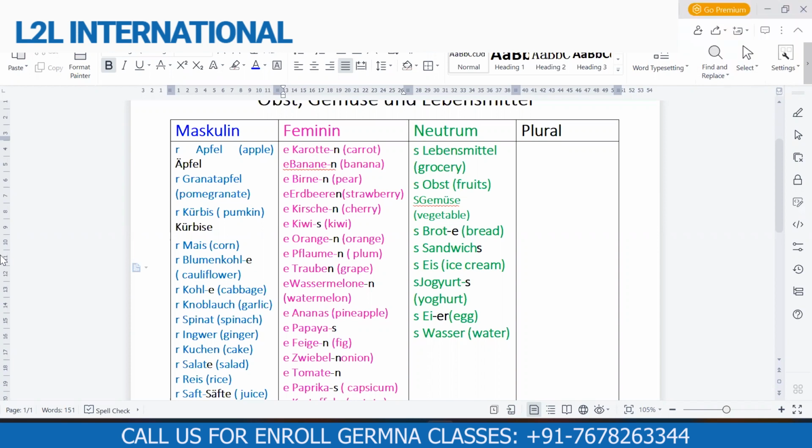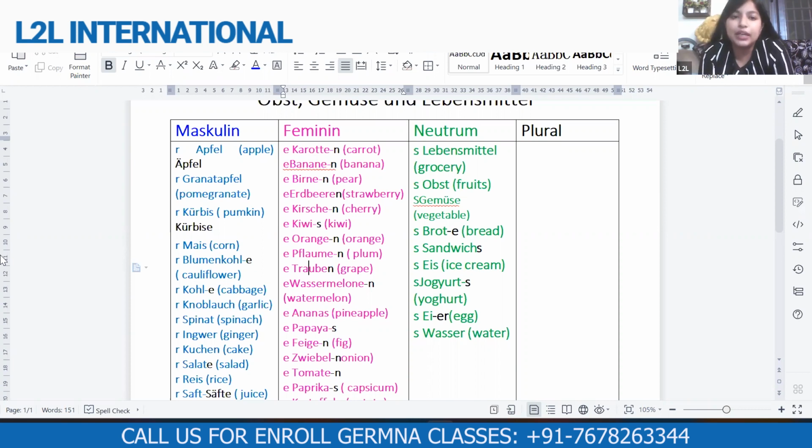Die Wassermelone, die Wassermelonen, die Ananas, die Papaya, die Papayas. Yeah, richtig. So die Wassermelone, that is watermelon, and we add an N to it to make Wassermelonen. Then Ananas is pineapple, and we don't change it. It's Ananas. We don't change it.